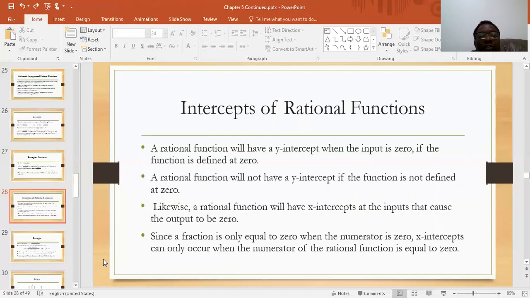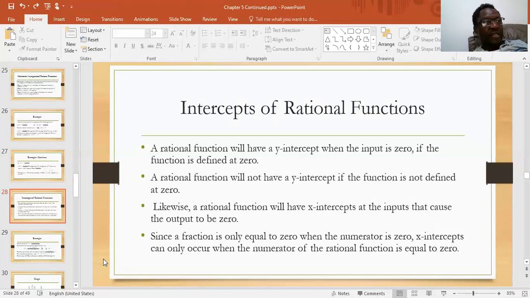Intercept of rational functions. A rational function will have a y-intercept when the input is 0 if the function is defined at 0. So the y-intercept can be obtained when we can find f of 0. Otherwise, there is no y-intercept.